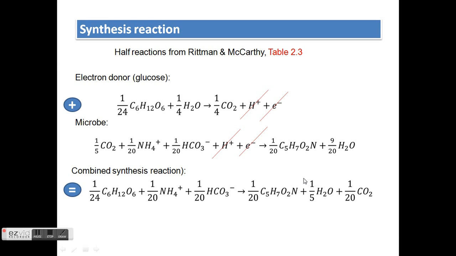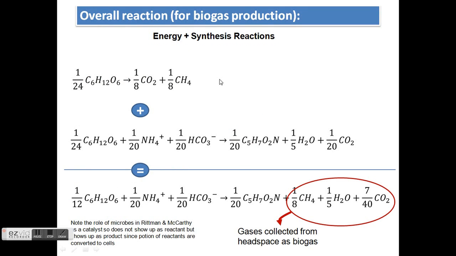And we have the cells. This is a formula for microbial cells. So we have a cell produced in water. We'll combine our synthesis reaction, and we'll have this. Then we combine the energy reaction, which is what we did the very first time, with our synthesis reaction. That's the total combined reaction. And here you see that methane, the water from the microbial metabolism, and CO2 are collected in the headspace.